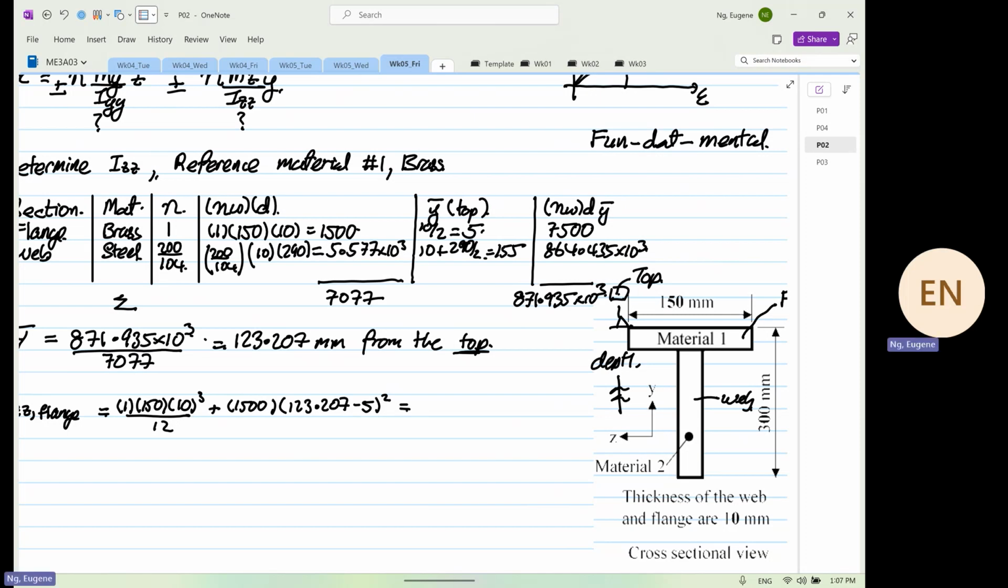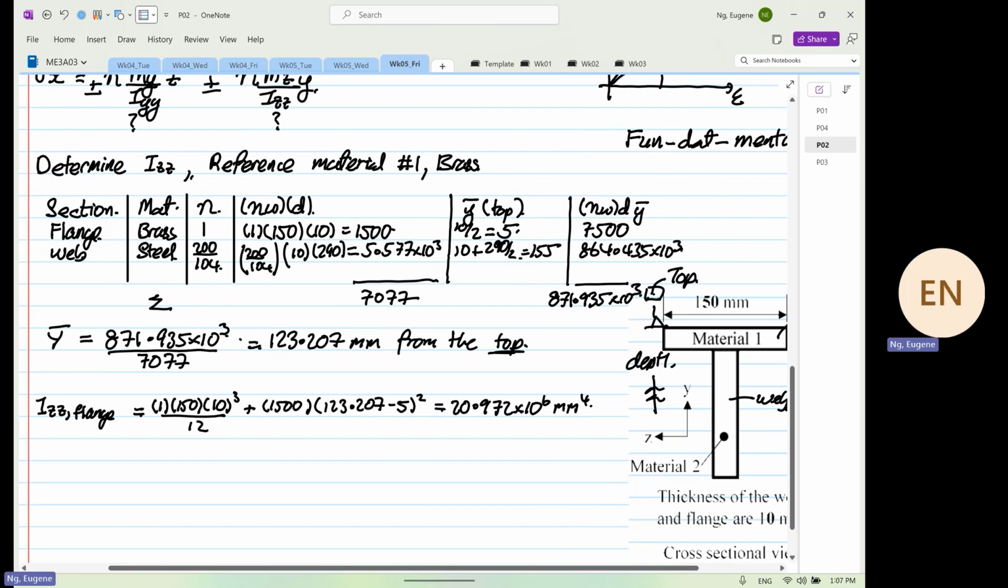So this will be equal to 20.972 times 10 to the power 6 millimeter 4.